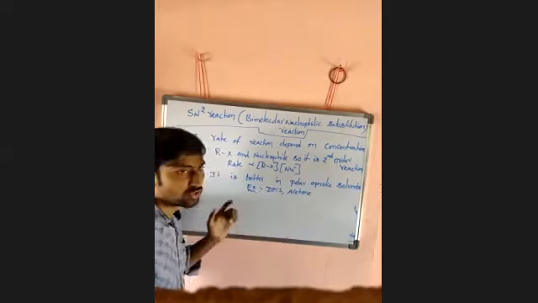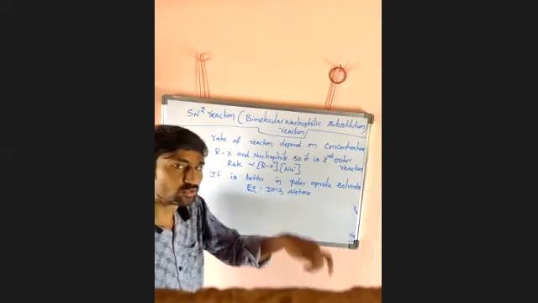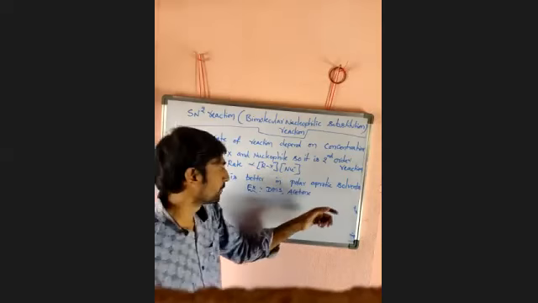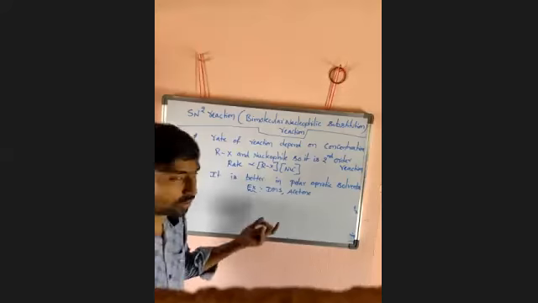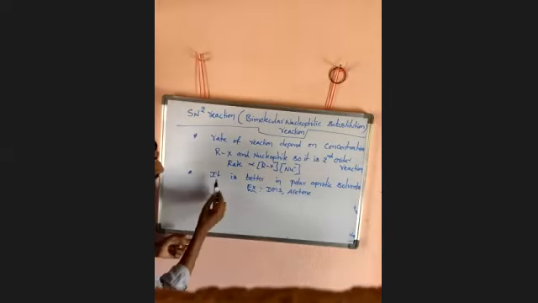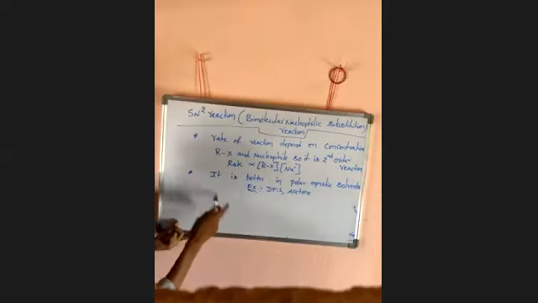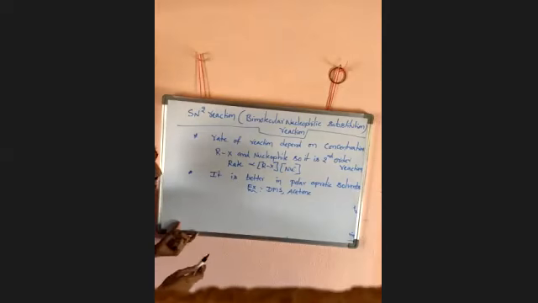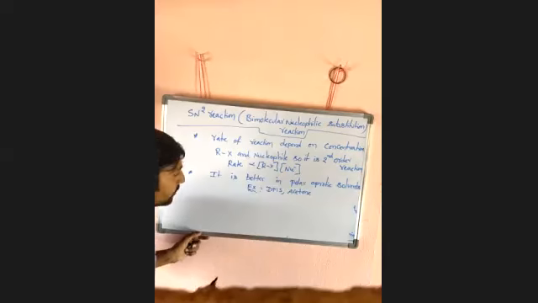Aprotic means those without H. Protic means those with H. Polar aprotic means those without H, those that do not give H plus. They should be polar. So DMSO, acetone, like those. It is better in polar aprotic solvents. It is important. Every point is important. Based on this point, we can solve bits. That's why every point is important.